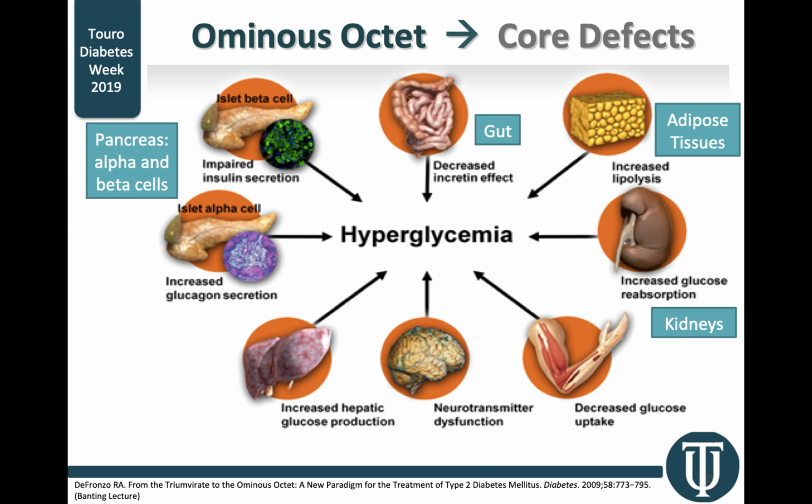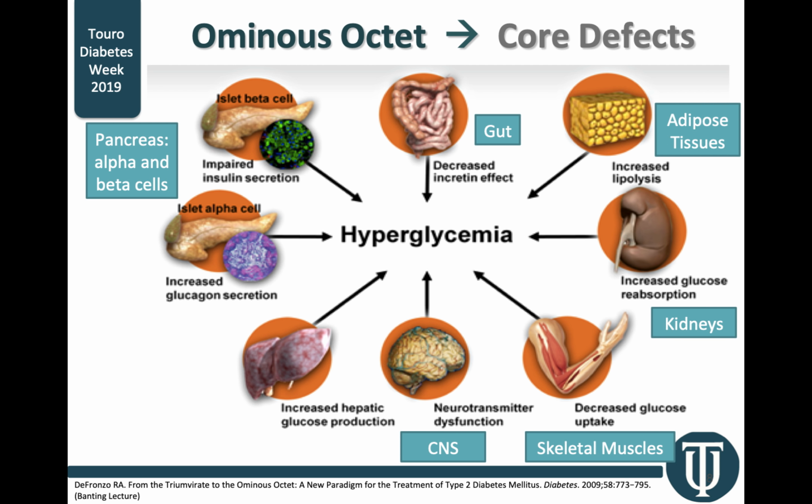Our kidneys. So there will be an increase in glucose reabsorption in the kidneys, which then leads to a higher glucose in the blood. The next organ would be our muscles. To be more specific, our skeletal muscle, where you will see a decrease in glucose uptake.